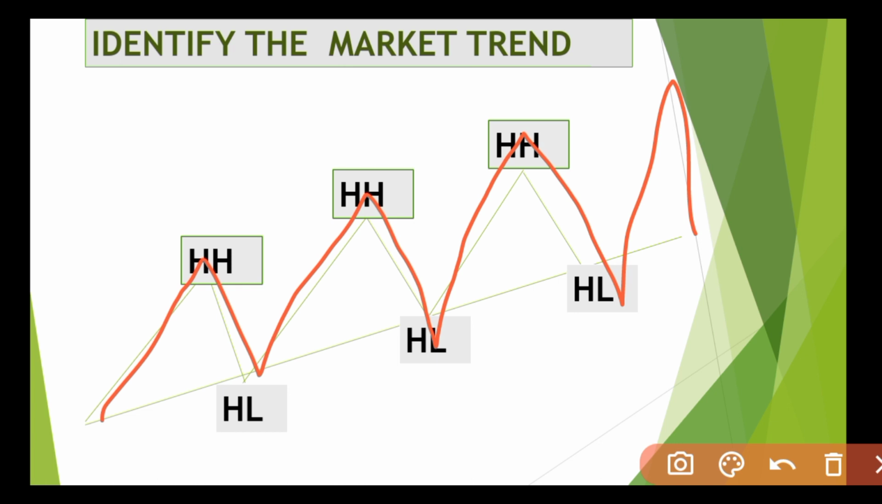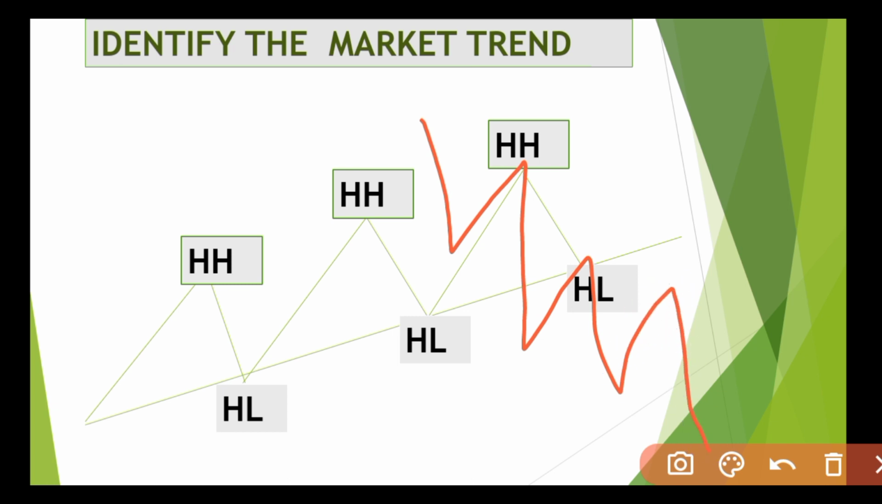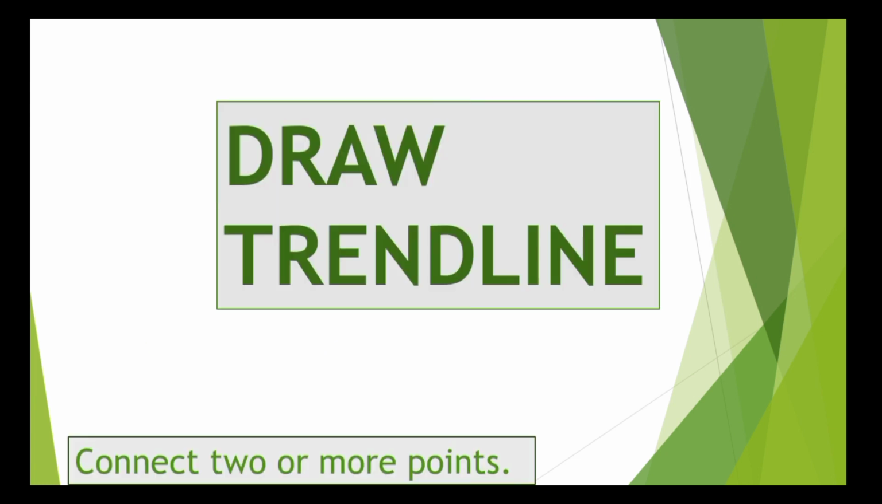So what do you want to do? First of all, identify the market trend. What is the market doing at that point in time? The market might be making lower lows and lower highs instead. So your own duty is to first of all identify the market trend. Know what the market is doing. Now, after identifying the market trend, the next thing you need to do is to draw the trend line.